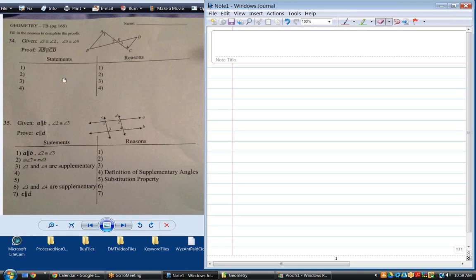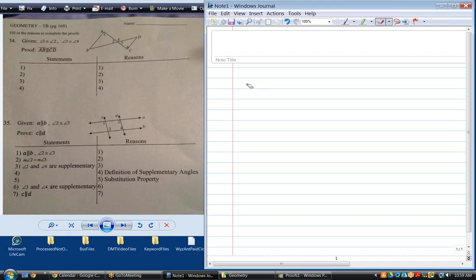Would it be like measurement of angle 1 is equal to the measurement of angle 4 because of the alternate interior angle? Because of substitution property. Oh. In other words, at this point, we don't have any of those other things. In other words, we don't know yet.